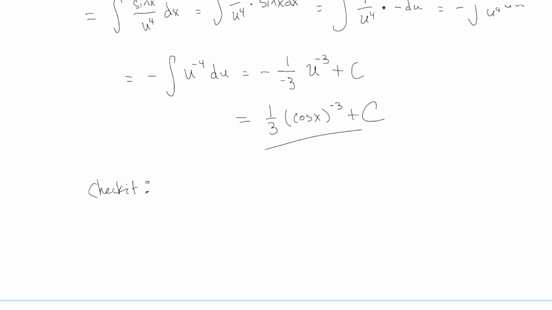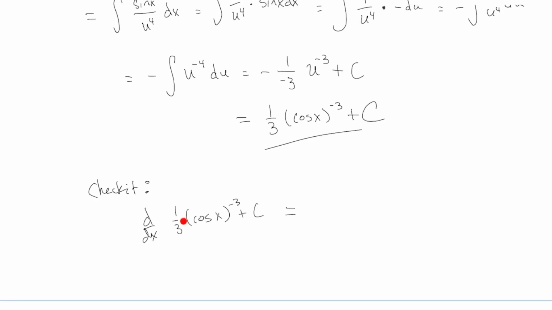You should take the derivative of the final answer, and if everything is correct, what you should get is the thing that you started with on the inside of the integral sign. So I'm going to do the derivative of 1/3 cosine x to the minus 3 plus c. What do we get? For this kind of a derivative, you will need to do the chain rule because I have cosine inside of this power.